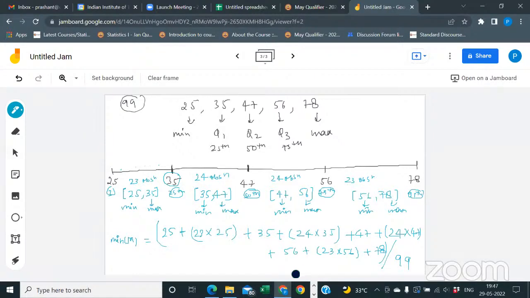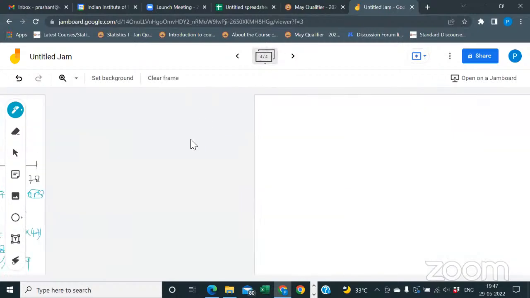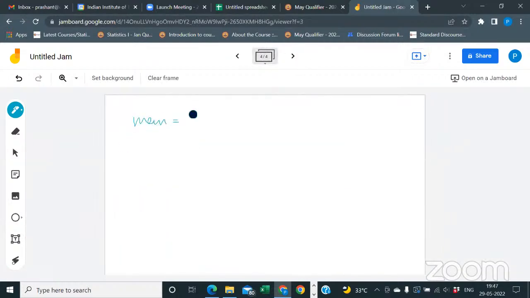And for the maximum one, what can you do? Same as that, we will take the maximum: 25 plus 23 into 35, plus 35 plus 24 into 47, plus 47, and so on. In place of the minimum, we use the maximum. After that, you will get the possible range for the mean, what value the mean can take. Suppose I write them as mu minimum and mu maximum. Between these two, your mean will lie.